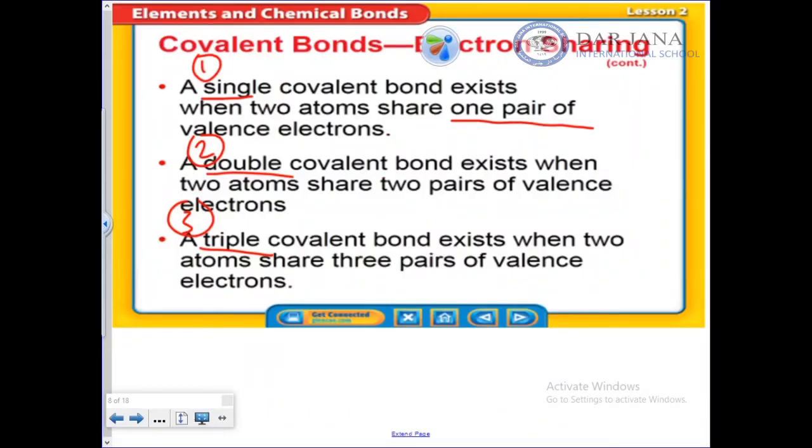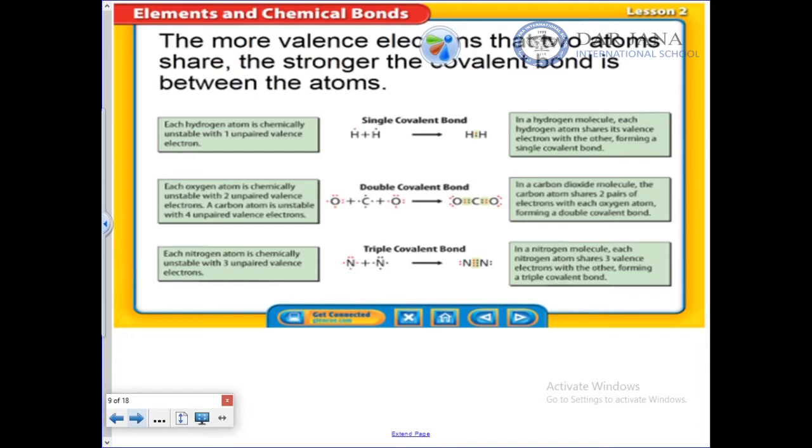So in summary, guys, we have 3 kinds of covalent bond: the single, the double, the triple. Okay? In the single we share only 1 pair of valence electrons, in the double we share 2 pairs of valence electrons, while in the triple we share 3 pairs of valence electrons. These are also other examples. Hydrogen and nitrogen already explained, and we have the CO2. The same thing. Carbon has 4 valence electrons, 4 unpaired. Oxygen has 2. So carbon needs 2 oxygen atoms to form the covalent bond, the double covalent bond.